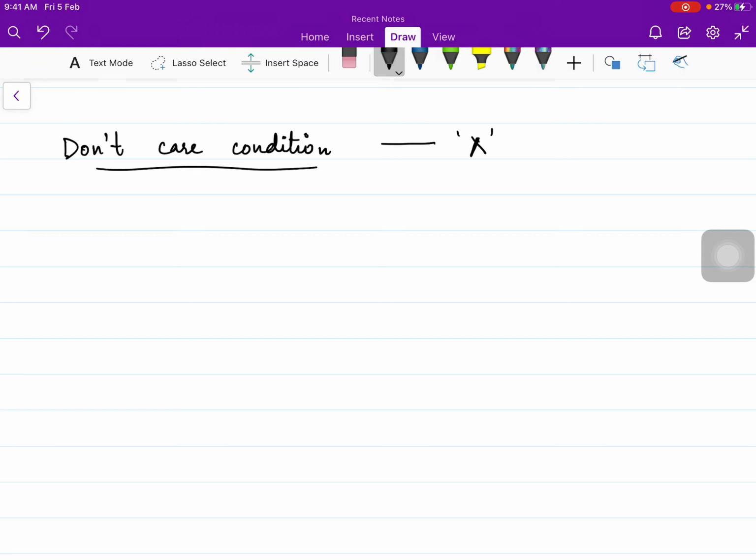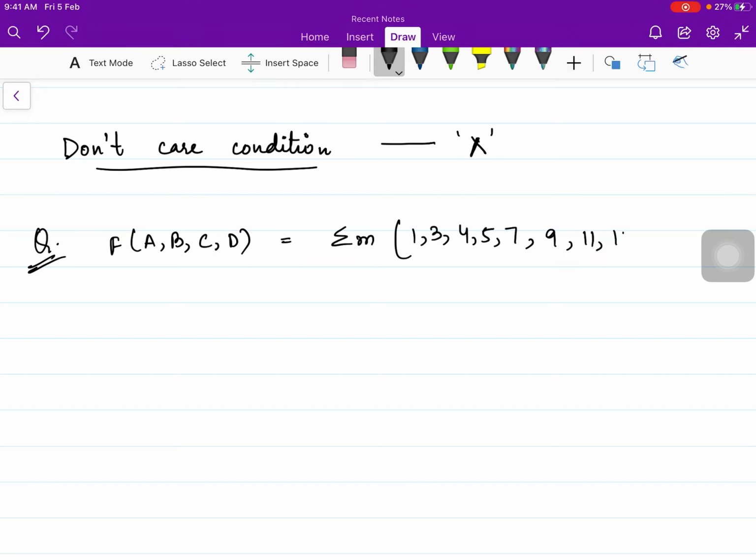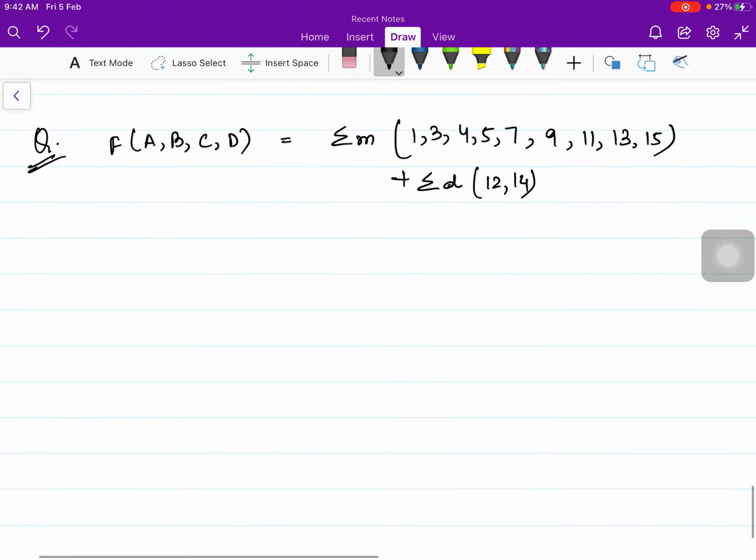Alright, I'll give you a question. Let's solve it and then you will understand it. So the question is: F of ABCD is equal to summation m 1, 3, 4, 5, 7, 9, 11, 13, 15 plus don't care 12, 14. Don't care will be given to you like this. So in the blocks 12 and 14 you have to fill the don't care.